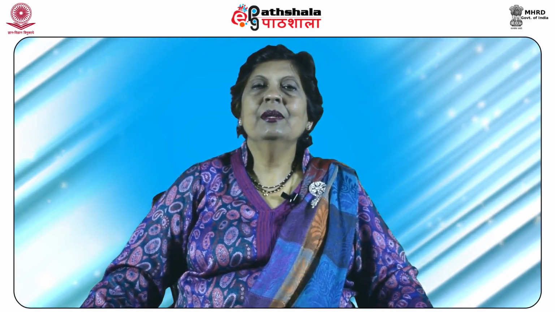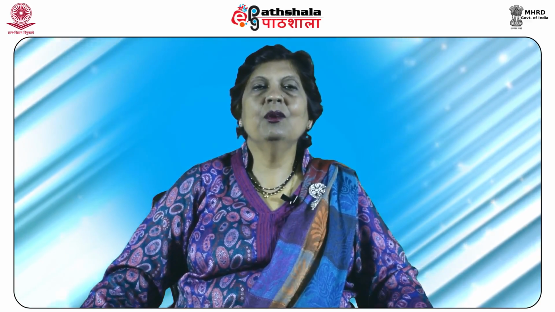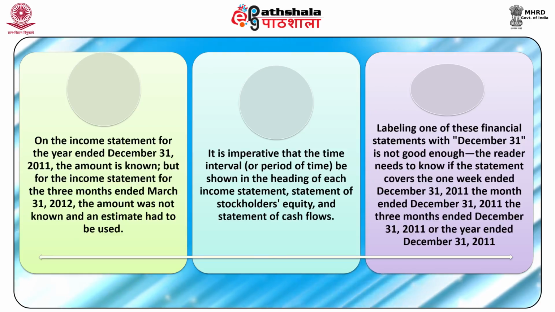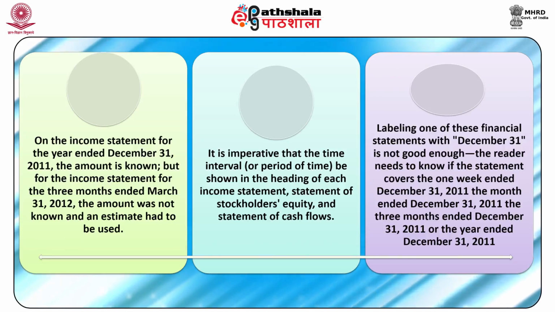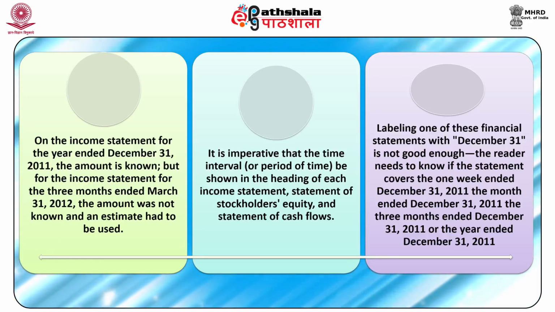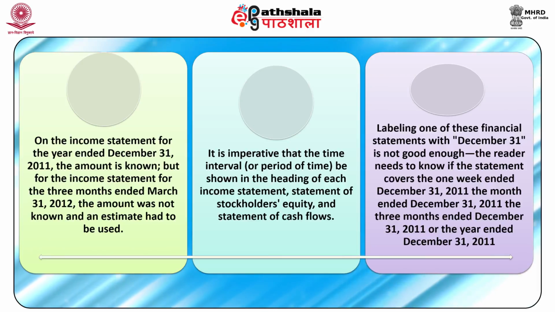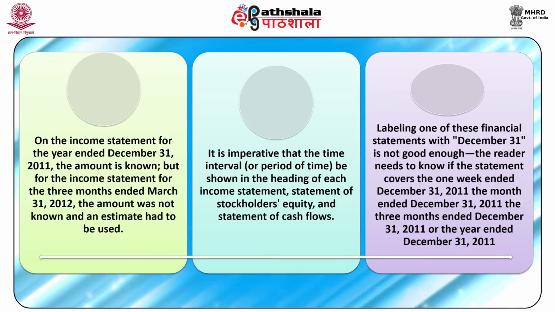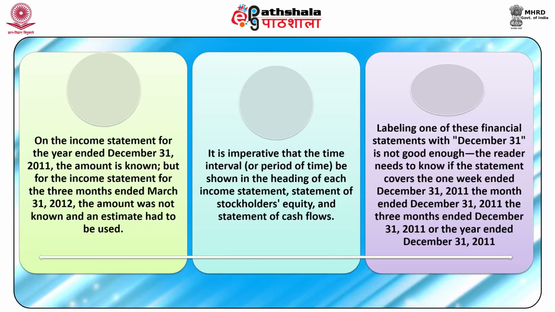For example, the property tax bill is received on December 15 of each year. On the income statement for the year ended December 31, 2011, the amount is known, but for the income statement for 3 months ended on 31st March 2012, the amount was not known and an estimate had to be used.